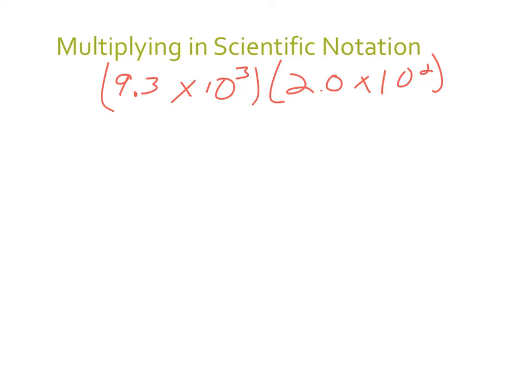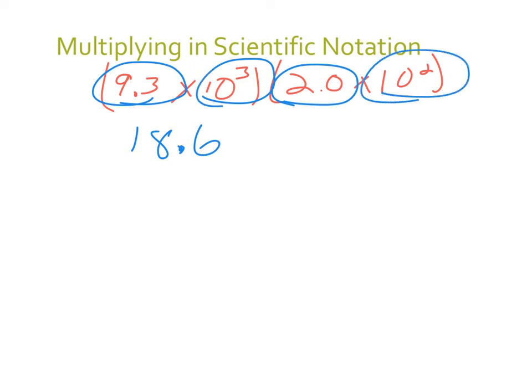First things first, you multiply the two numbers in the front, right? So 9.3 times 2 comes out to be 18.6. If you don't trust me, you can try it. Then take the 10 to the third and 10 squared and use your rule for multiplication of powers. Technically, this is 10 to the third times 10 squared, same base, so this is 10 to the fifth power. So it looks pretty easy, right? 18.6 times 10 to the fifth. And you go, oh, wait a minute. That's not scientific notation, because this 18.6 is not between 1 and 10.